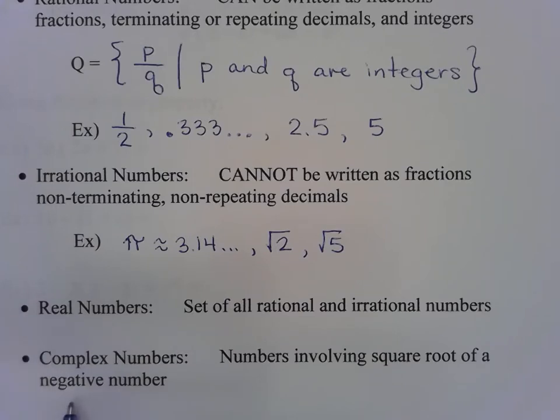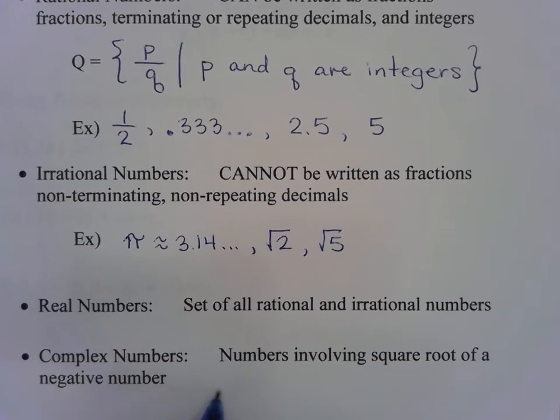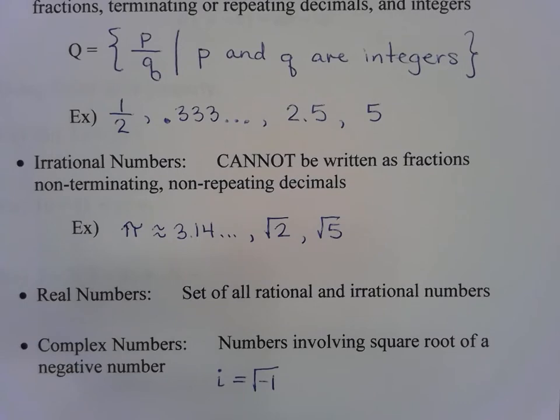Outside of the real numbers are a set of complex numbers, which we'll get to very late in the course. And this involves the square root of a negative number. So we use what's called the imaginary unit to represent the square root of -1. We're not there yet, but we will get there.